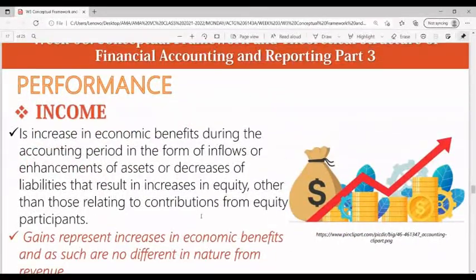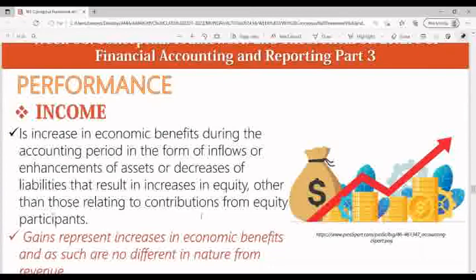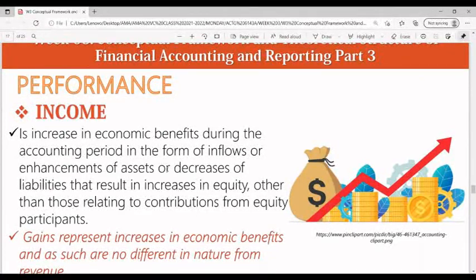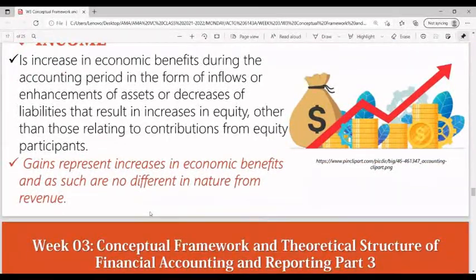So for performance or in the entire operations, income is an increase in economic benefits during the accounting period in the form of inflows or enhancement of assets or decreases of liabilities that results in increases in equity other than those relating to contributions from equity participants. Gains represent increases in economic benefits and as such are no different in nature from revenue.